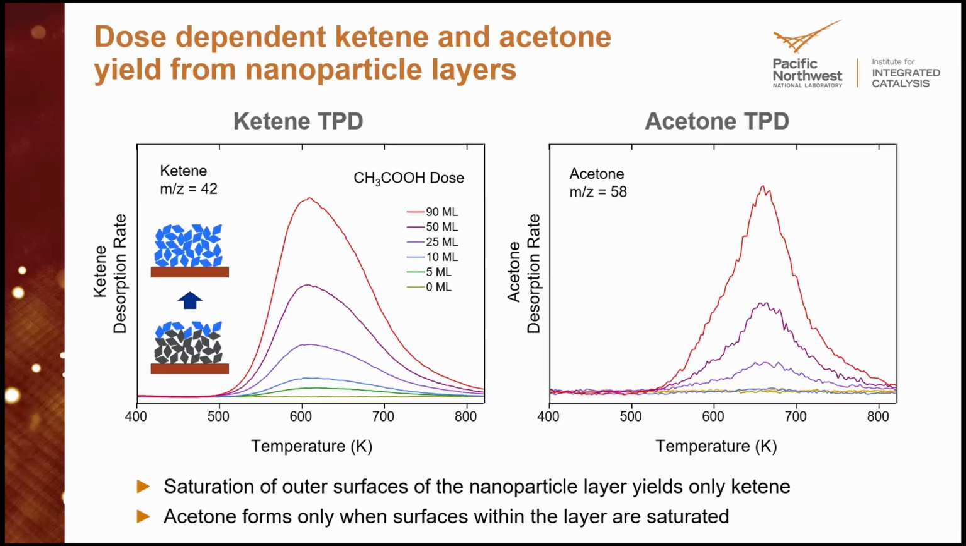It's the same system. It's exactly the same UHV system. But when we have a lot more ketene coming off, we start getting some acetone. And the supposition is that some of the ketene that desorbs from the gas phase hits another particle where there's acetic acid and its intermediates, and that drives the chemistry.